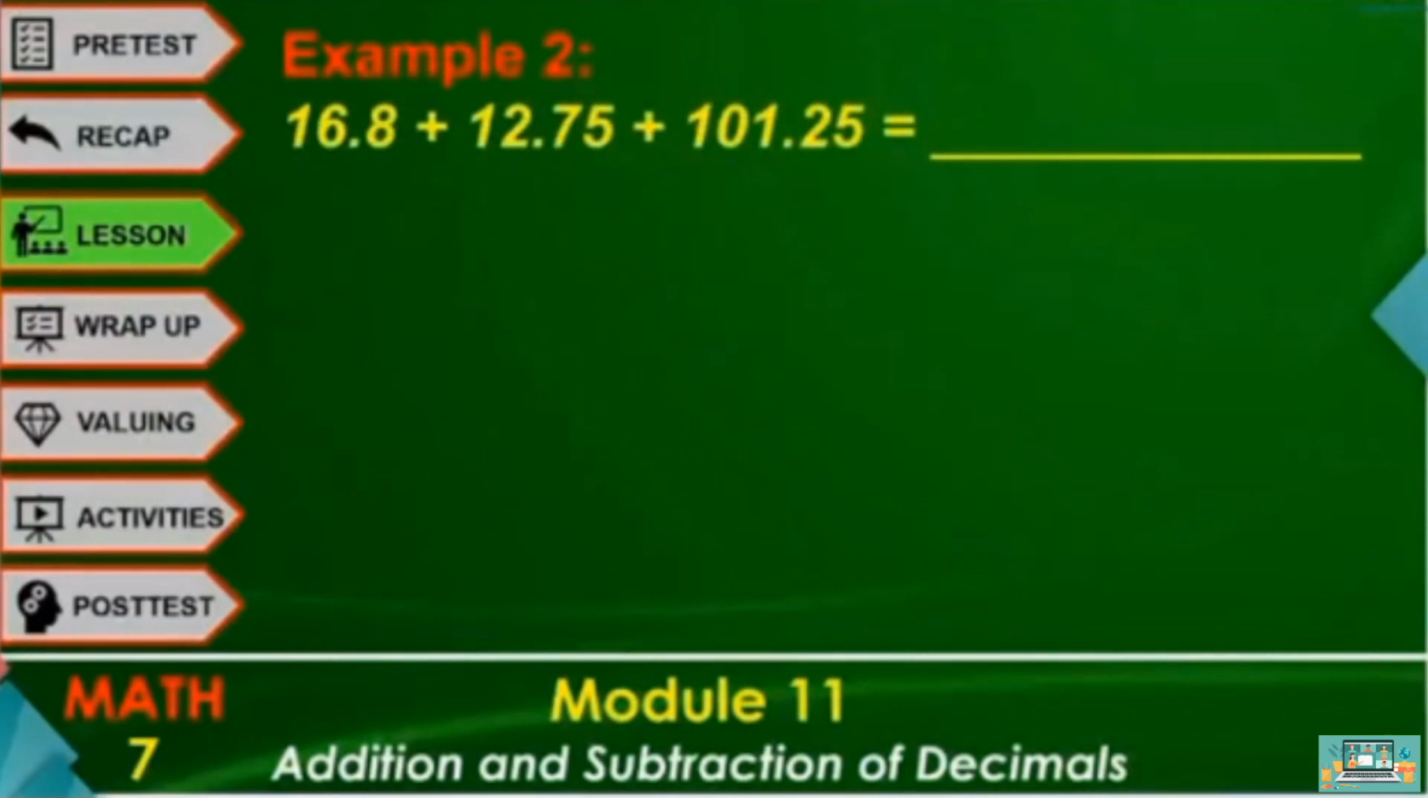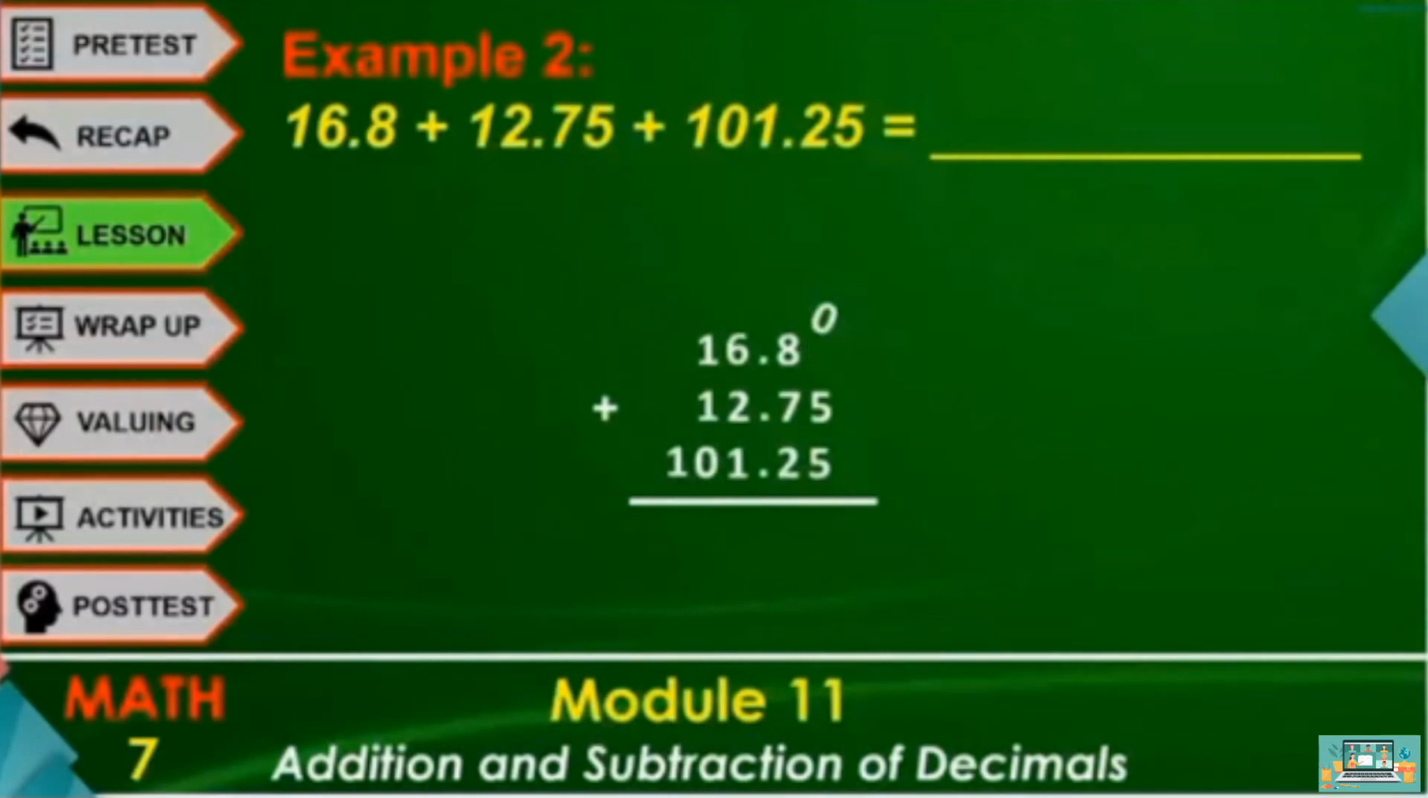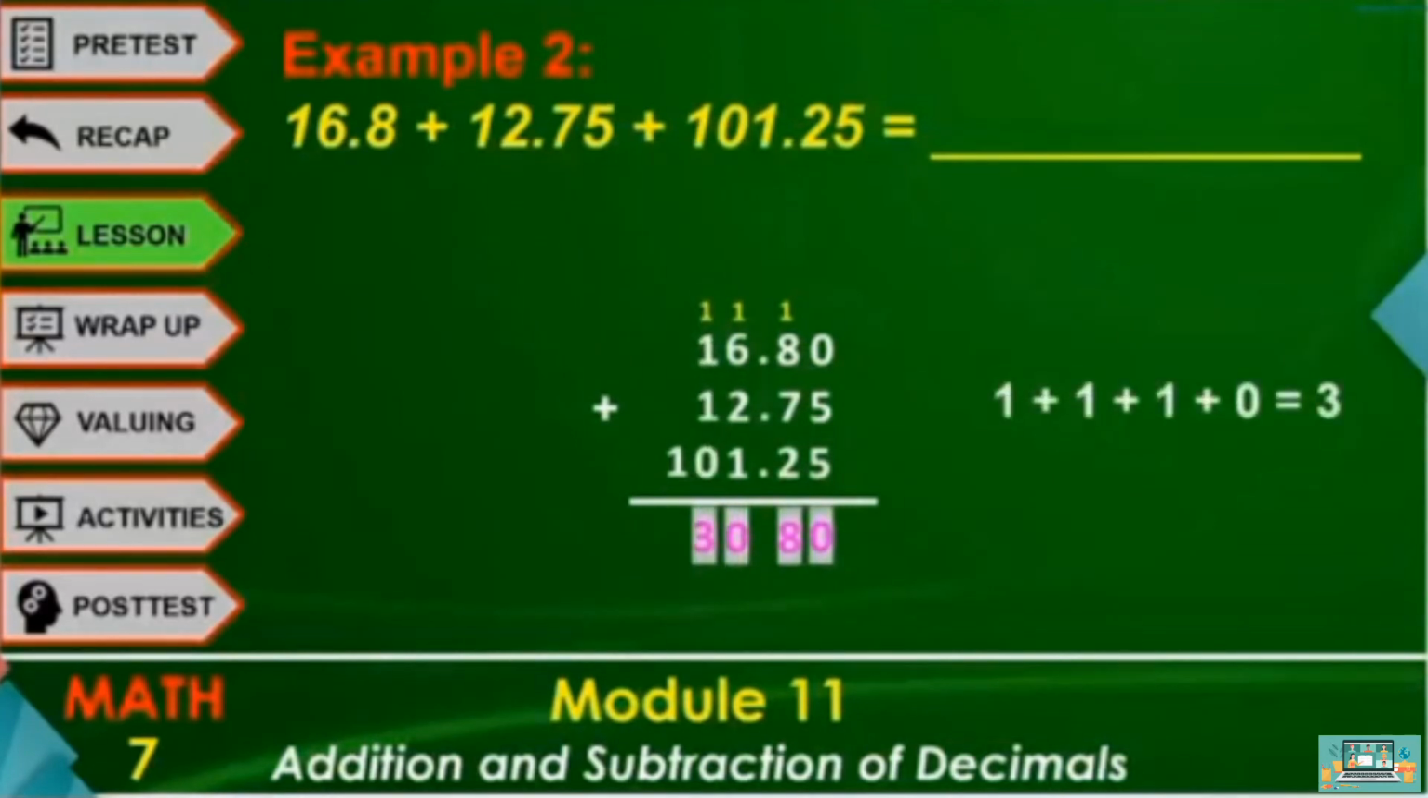Example number 2. Do this on your own. Add a corresponding zero. Proceed with the addition. And place the decimal point. The answer is 130 and 80 hundredths.